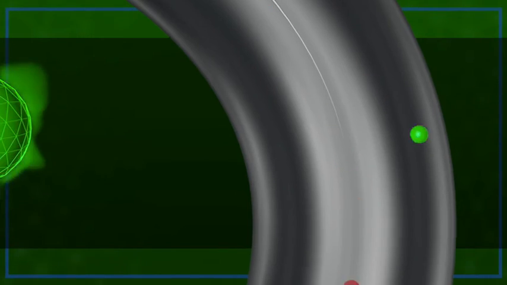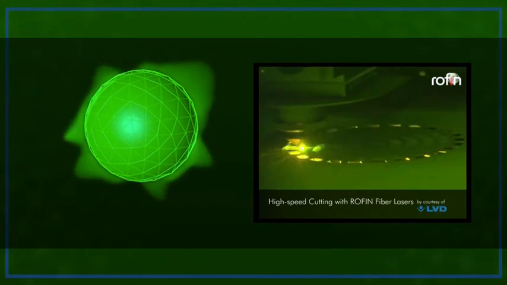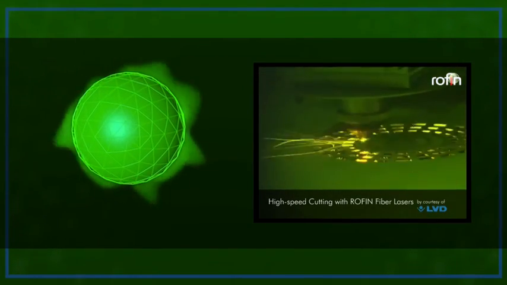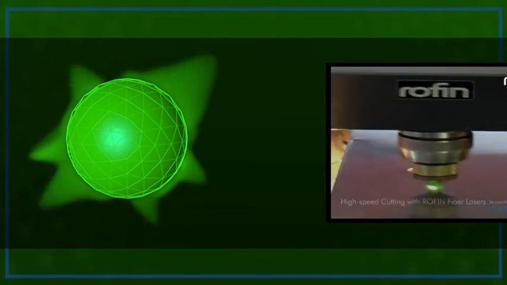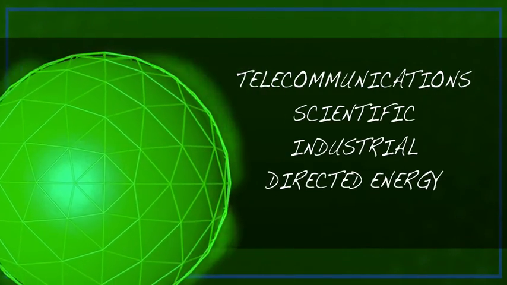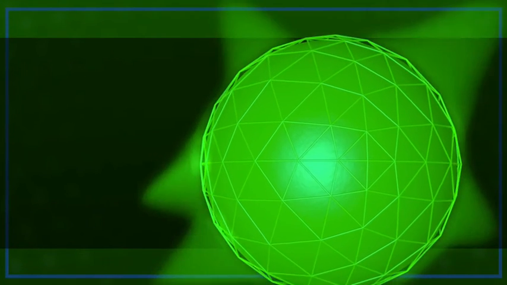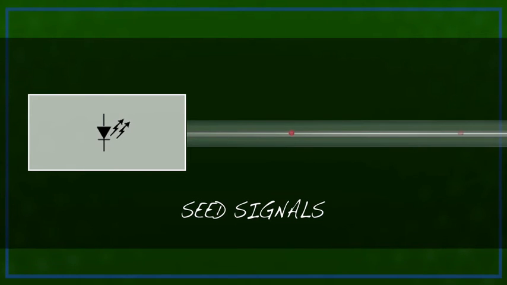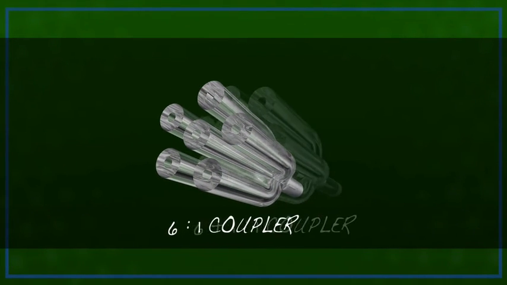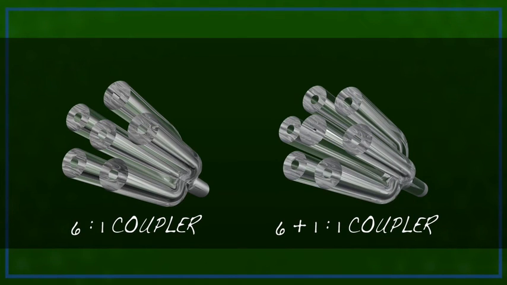Laser technology has evolved over the past half-century. The power to cut and weld and do amazing things with directed energy has spread to all parts of the globe. Many refinements are still being developed. Advances have also been made in using laser fibers for specialized telecommunications, scientific, industrial, and directed energy applications. Lower power diodes can create and manipulate seed signals, often as pulses. However, the signal can attenuate over distance, which requires amplification. To do this, we need to modify our 6-to-1 coupler into a 6+1-to-1 coupler and send a seed signal directly into the core of the fiber.